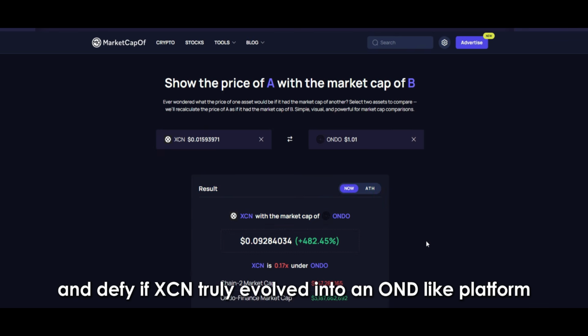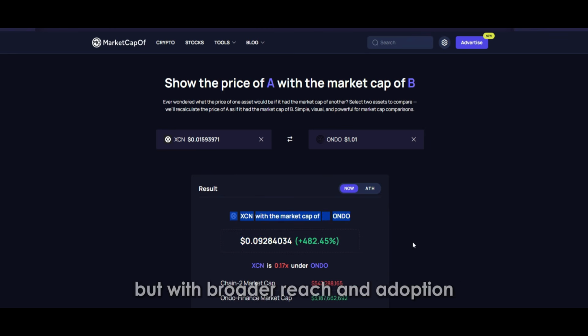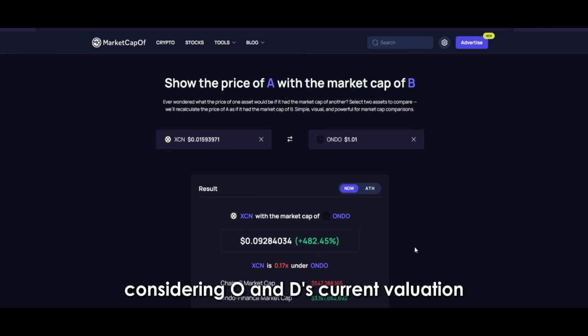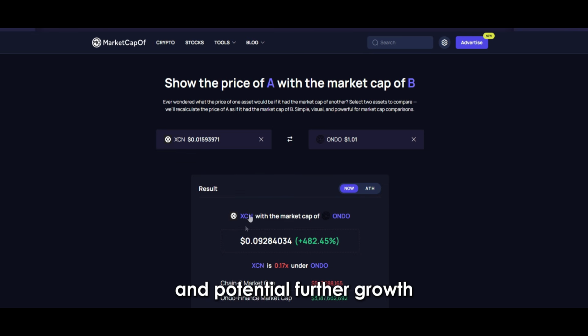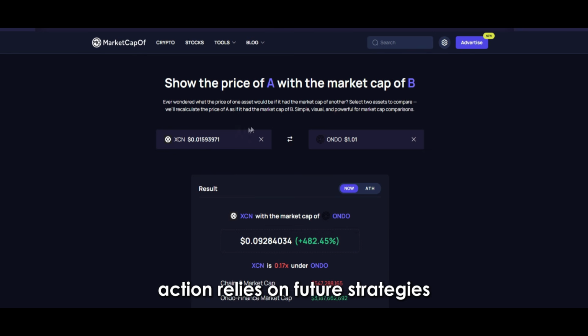If XCN truly evolved into an OND-like platform, offering staking, farming, platform interest returns, but with broader reach and adoption, then its market cap could approach OND's. In that scenario, considering OND's current valuation and potential further growth, XCN might carry a speculative upside of roughly 480%, but this projection relies on future strategies rather than historical price action.